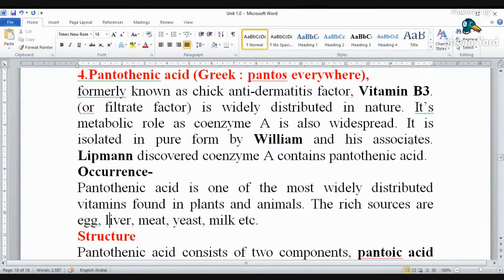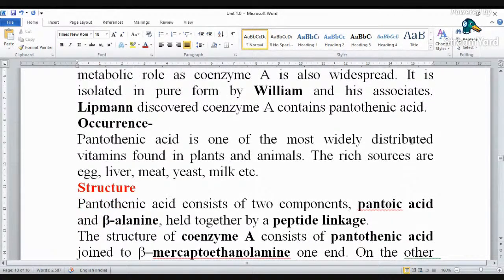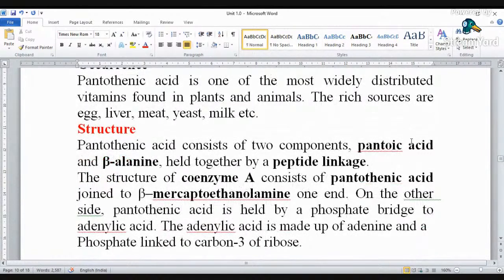Now, occurrence. This vitamin is most widely distributed. It is present in plants and animals. The rich sources of the vitamin are egg, liver, meat, yeast, milk, etc. What are the rich sources? Eggs, liver, meat, yeast, and milk.